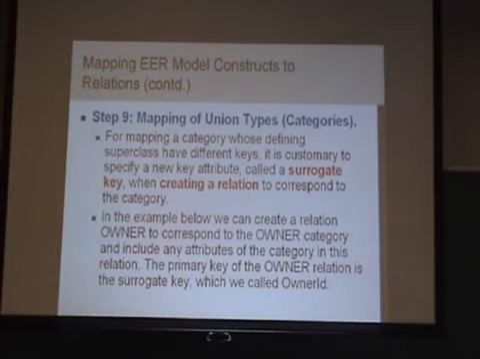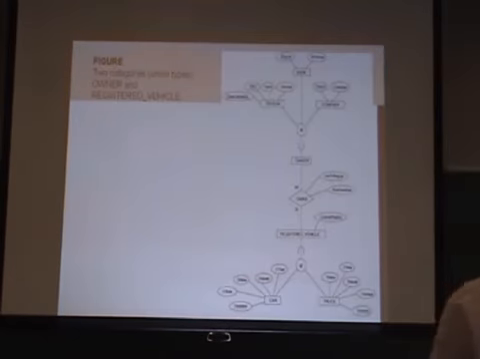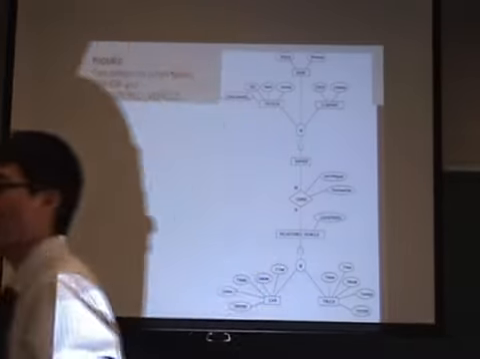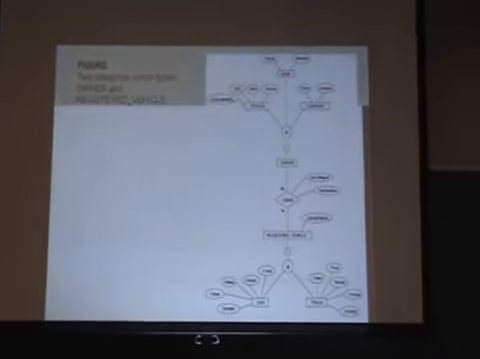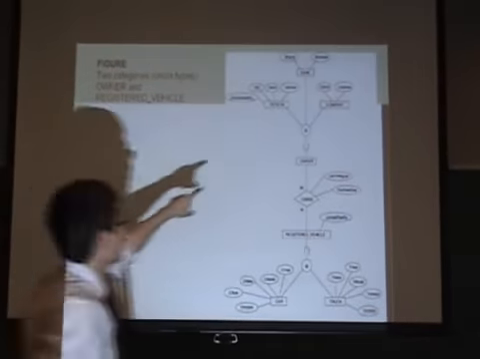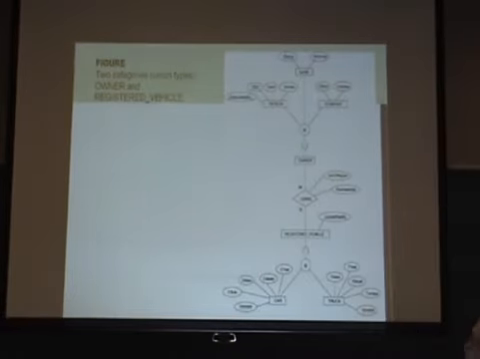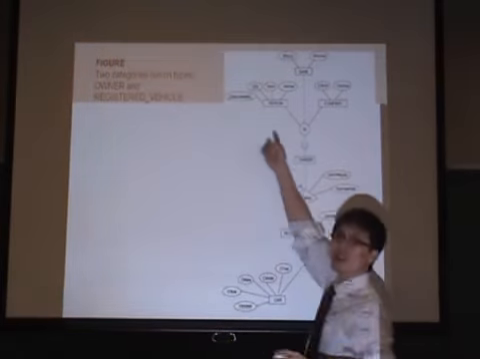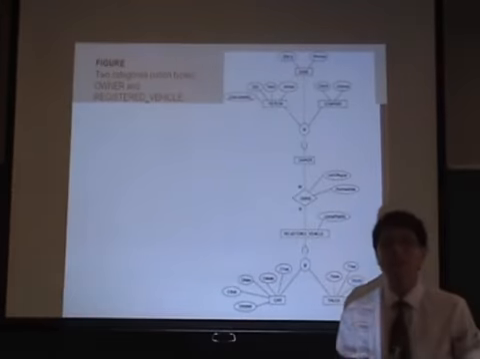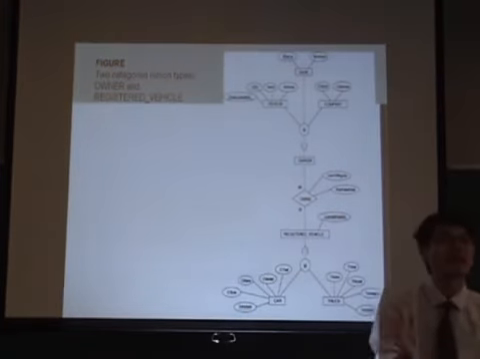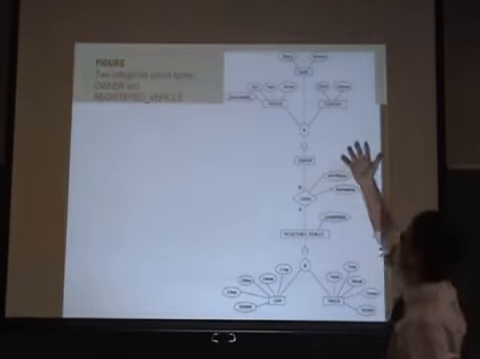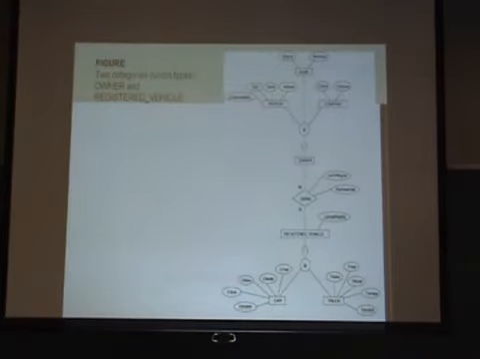Okay, then the last step is the union type. Can you remember the union type? What's the difference between union type and other superclass and subclasses? How many inheritance? Just one inheritance from many things. Okay, many superclasses. Actually, this is one subclass, but its superclasses can be categorized. Categorized means actually they are separated. They are different, like this one. How many different types of owner?